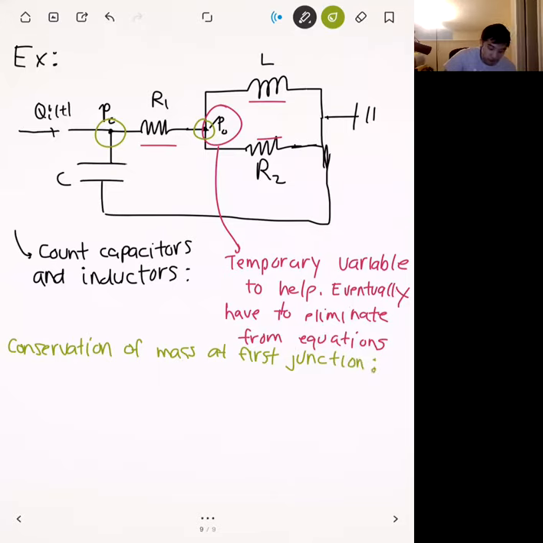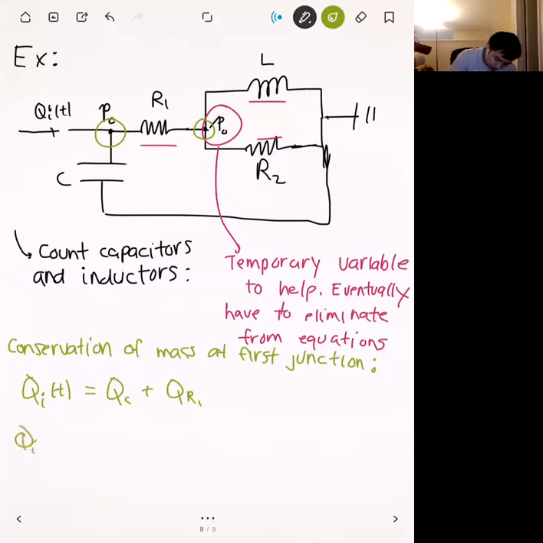All right. Just like before, all the flows in are going to equal all the flows out. Coming in, we have Qi of t. Coming out, we have the flow over the capacitor, which we'll call Qc, plus the flow over the resistor, which we'll call Qr1. Just like we usually do, we're going to replace Qc and Qr1 with their expressions.